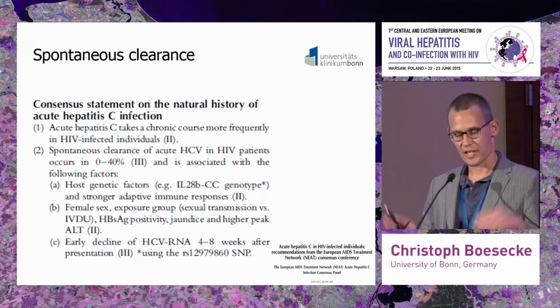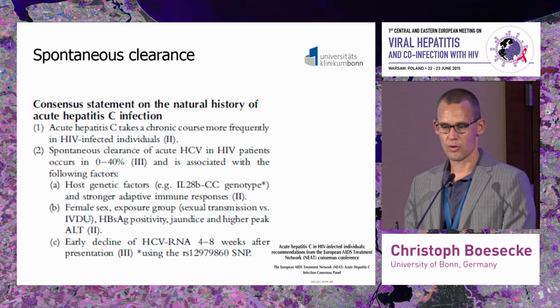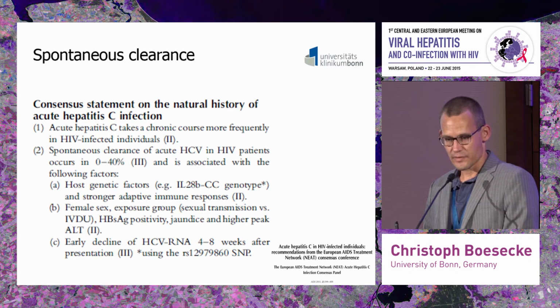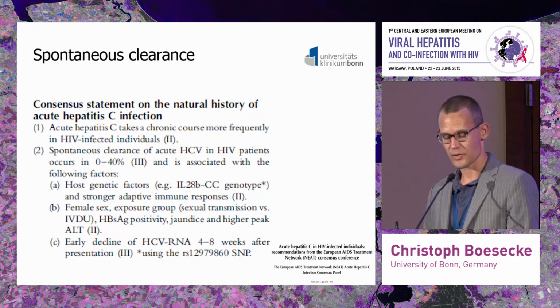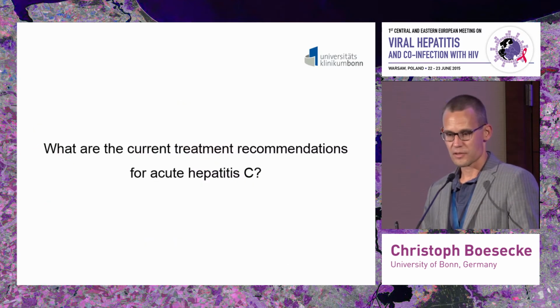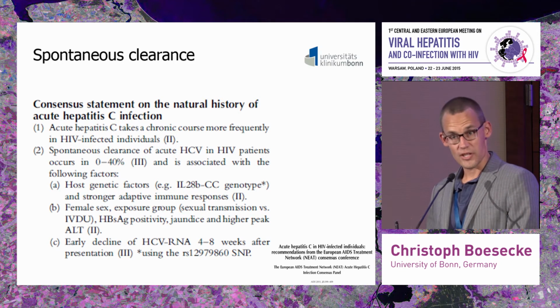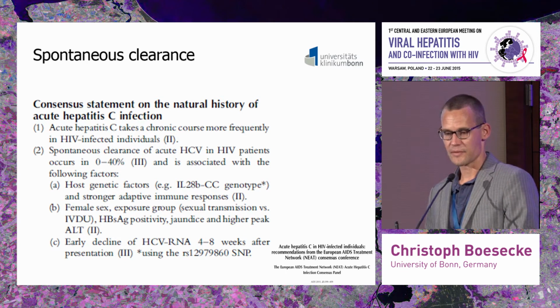Between 0 to 40%, there's a wide range because the data are based on different cohorts. But as a rule of thumb, the likelihood that your patient clears is around 15%, 20% if you're lucky. And this you can tell your patient when you've got the week 4 HCV RNA result. If he shows a drop of more than 2 log in his viral load, which our patient didn't, your patient will probably spontaneously clear his acute hep C infection. If he doesn't show a drop, which is the case in our patient, it's very likely that the acute infection will lead to a chronic course.